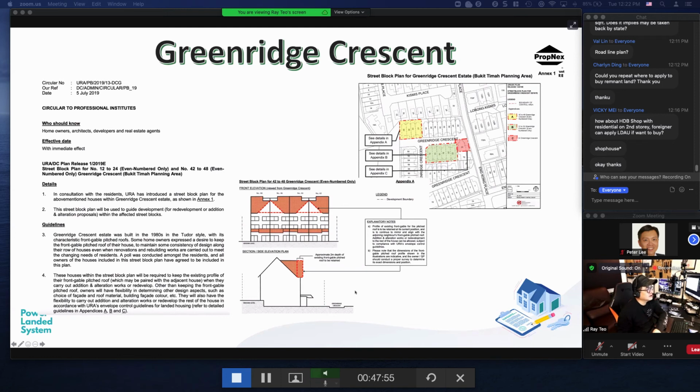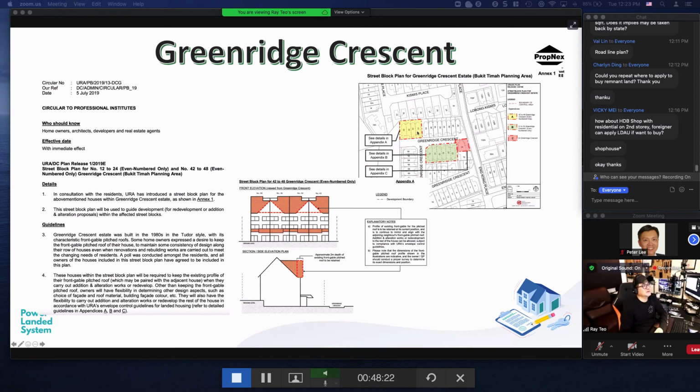So they created a street block plan that says the new owners need to keep to this style, this stretch and this stretch. But do take note, the implication for these owners is very short-sighted. How long can you live? I give you 30 more years. Property is indefinite, you know what I mean?